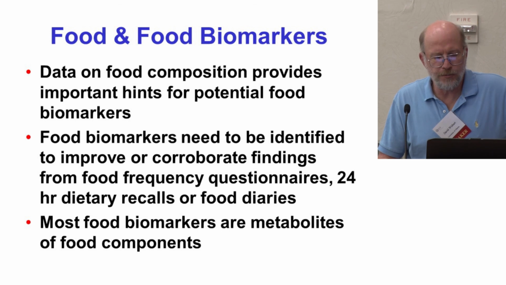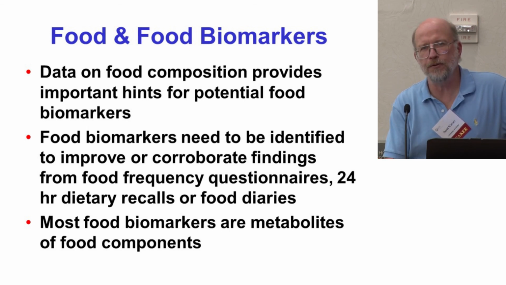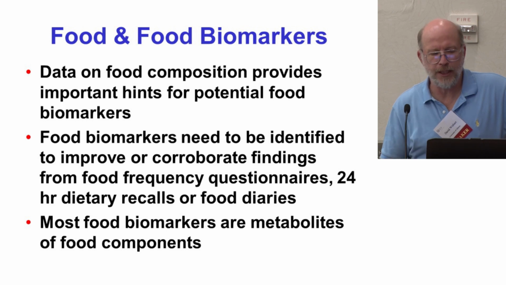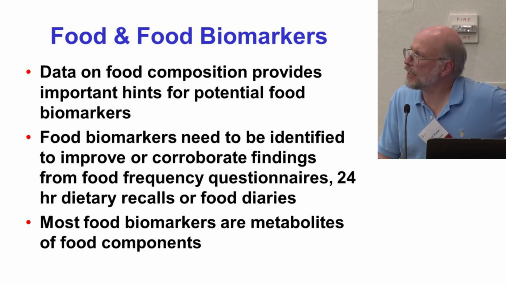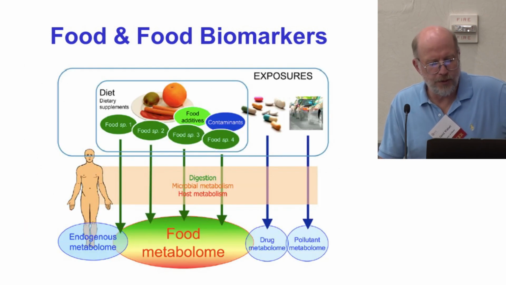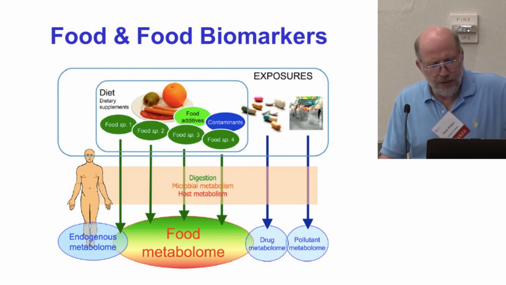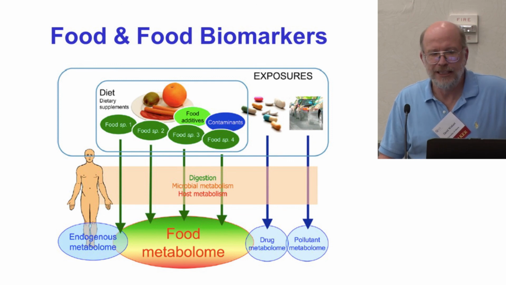What we also became aware of in these studies is that most food biomarkers are not actually specific food components, they are metabolites of food components. They are transformed by your gut or your microflora or liver enzymes into something that's a little different than what you ate. And this is kind of illustrated here, which is a diagram we've used a few times to illustrate exposures, including the food we eat, and how these exposures, foods, drugs, pollutants, are transformed by our body to generate a whole bunch of other metabolomes.